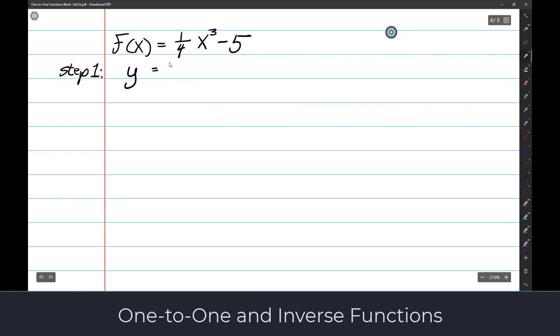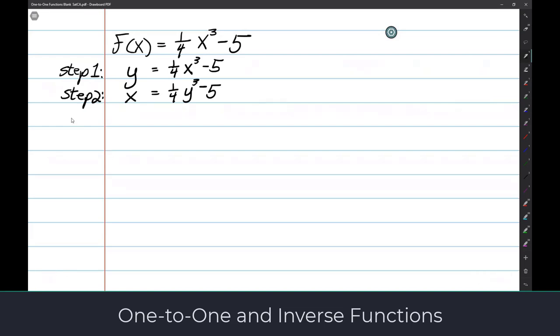Y equals 1/4 x to the third minus 5. Step two: X equals 1/4 y to the third minus 5. Step three: Solve for y.